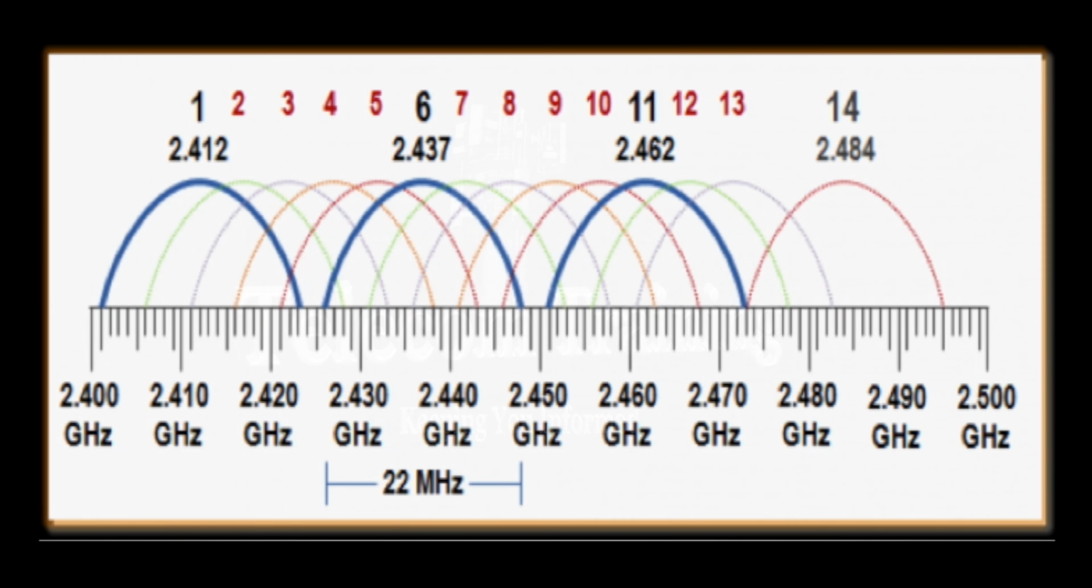I am going to design this Yagi to extend my Wi-Fi 2.4 GHz range. The best channels to use are channel 1, 6, or 11. I'm going to use channel 6, so my antenna will be designed for 2.437 GHz as the resonant frequency.